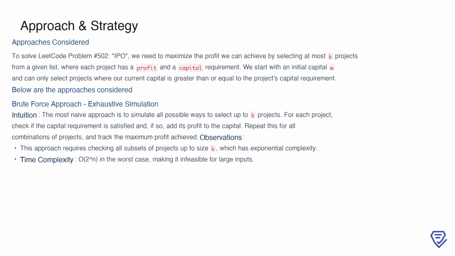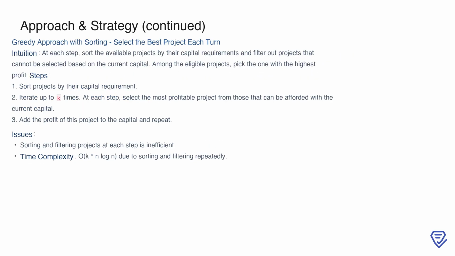While simple to conceptualize, the brute force approach is not a feasible solution for this problem due to its excessive computational cost. To improve on the brute force method, we can adopt a greedy approach by selecting the best project at each step. Here, we sort all projects based on their capital requirements, making it easier to filter out those that cannot be undertaken with the current capital.